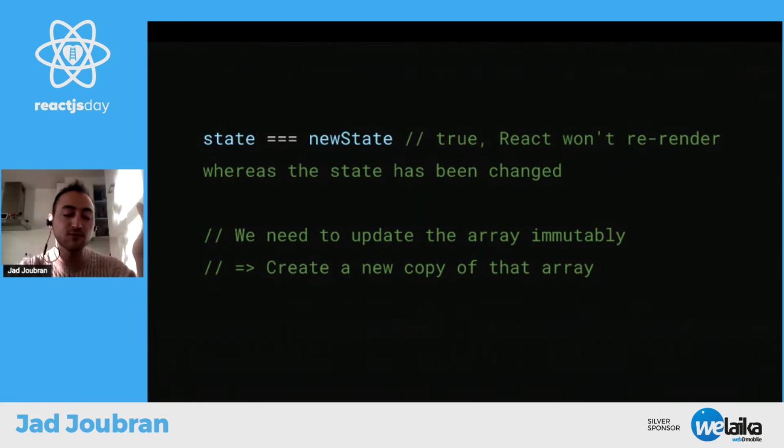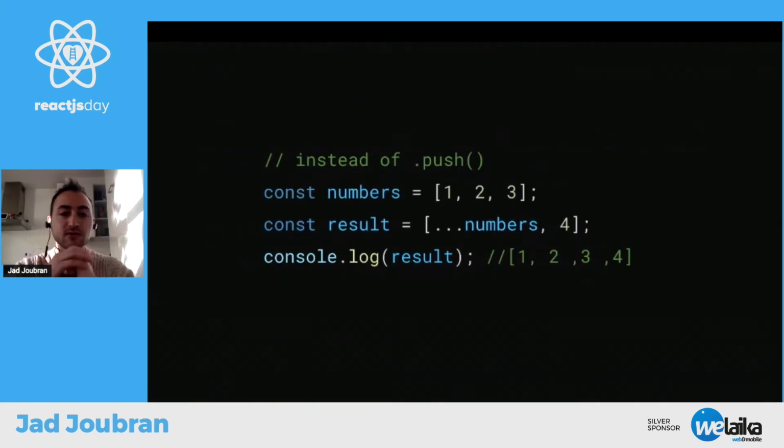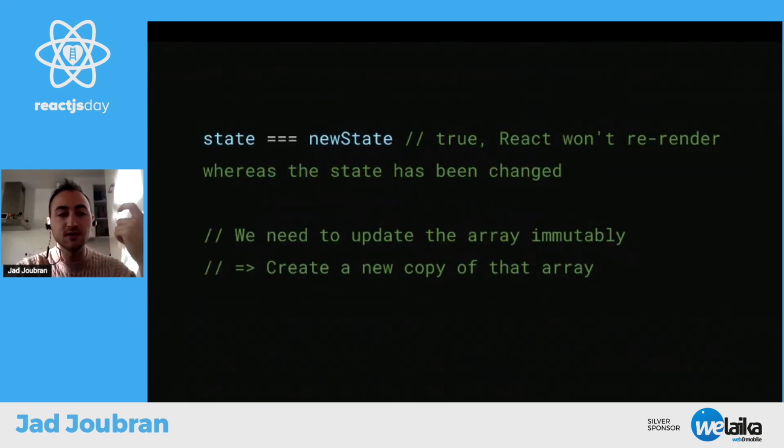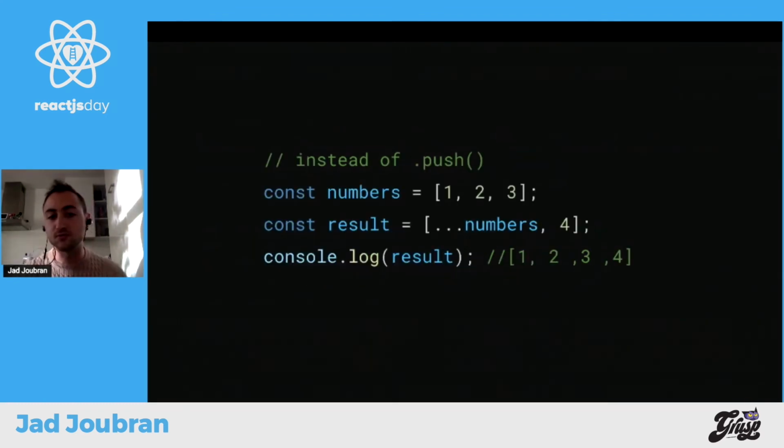So now, because React is using this triple equal, we cannot use .push, because when you're pushing on that already existing array, you're basically comparing the same instance of the array. And so state and new state will be the same instance. So in that case, it's always going to return true. So React will always think, oh, this state hasn't changed, so I'm just not going to re-render. And this is why the data.push doesn't work.